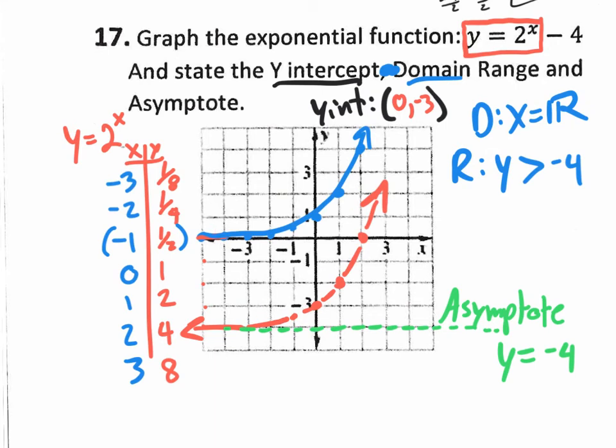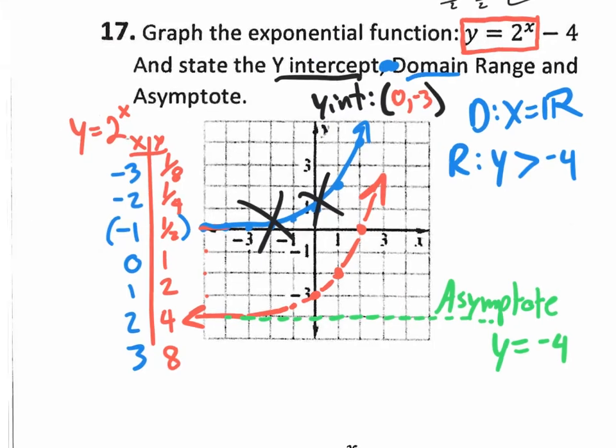Just make sure you put 2 X's on it so I know that that's not the correct graph. The one that you shifted down 4 units is the correct graph. All right, let's try this next one.